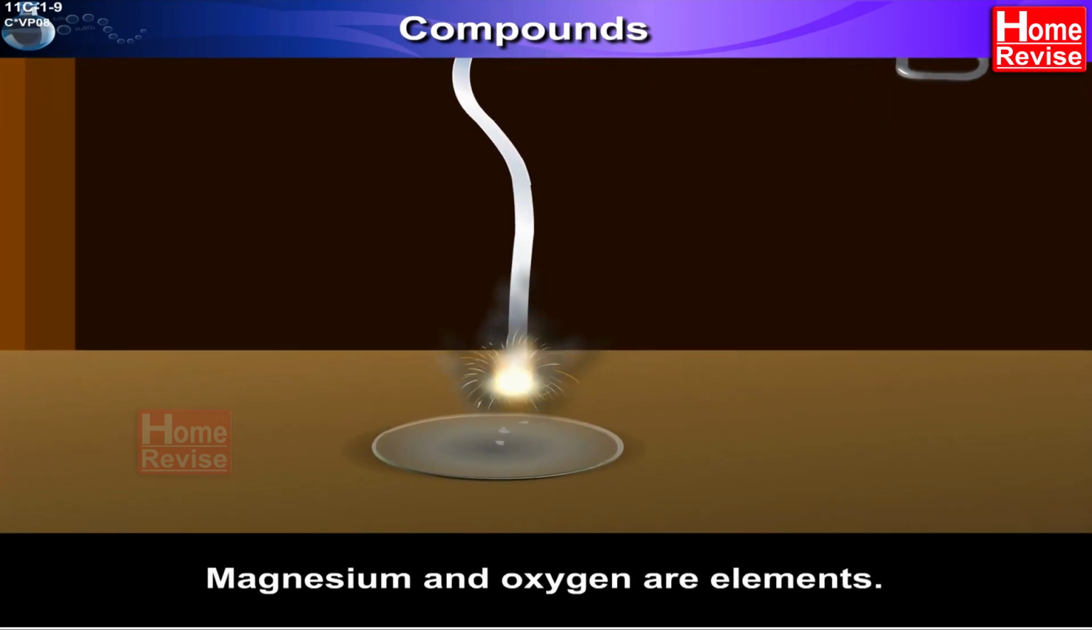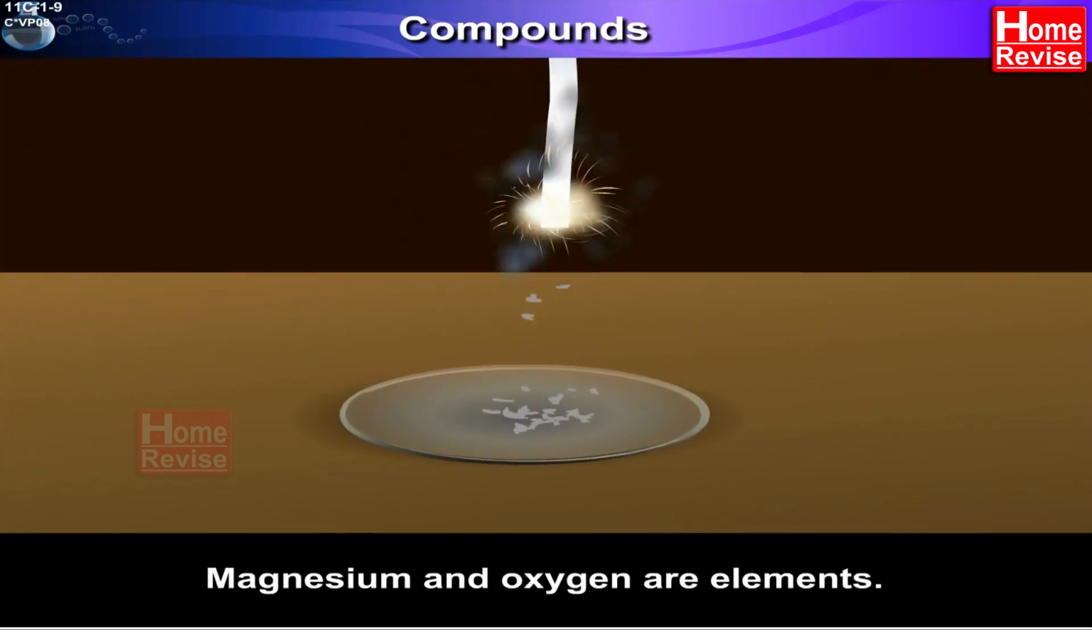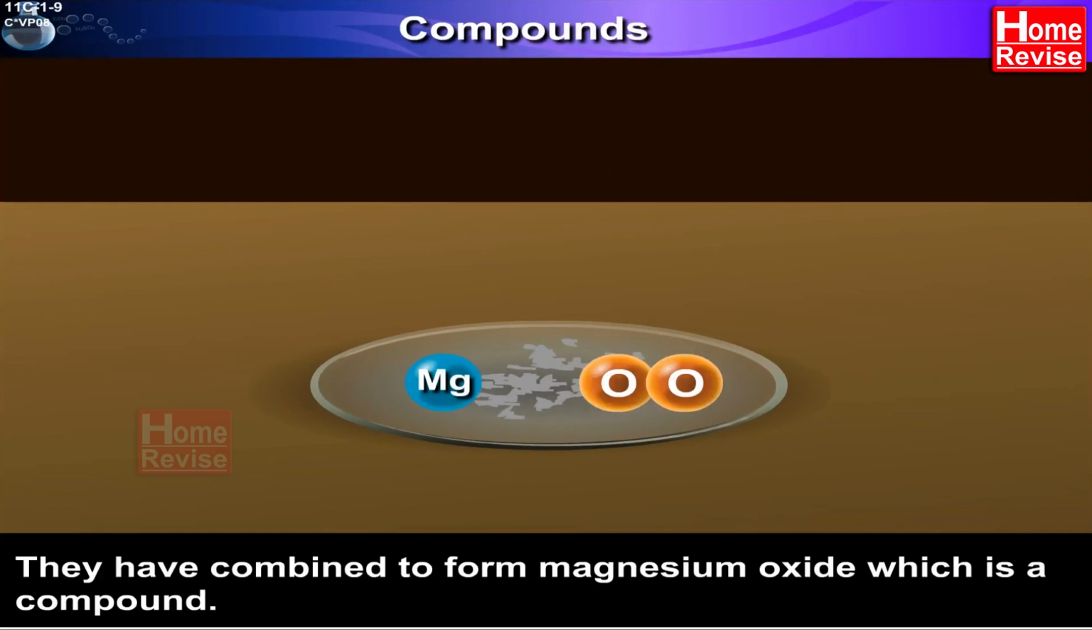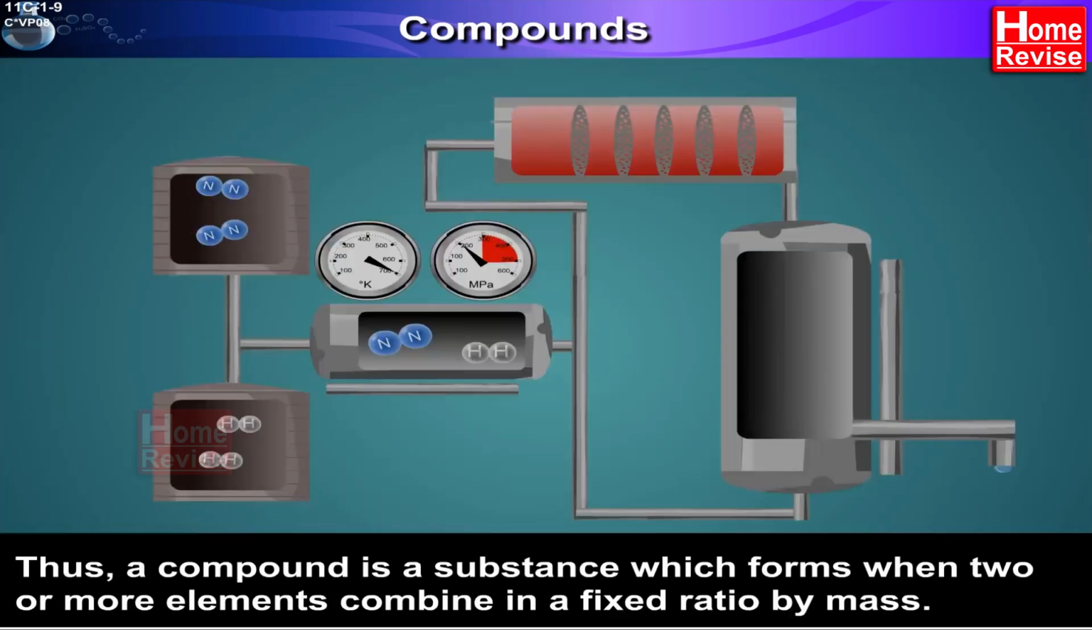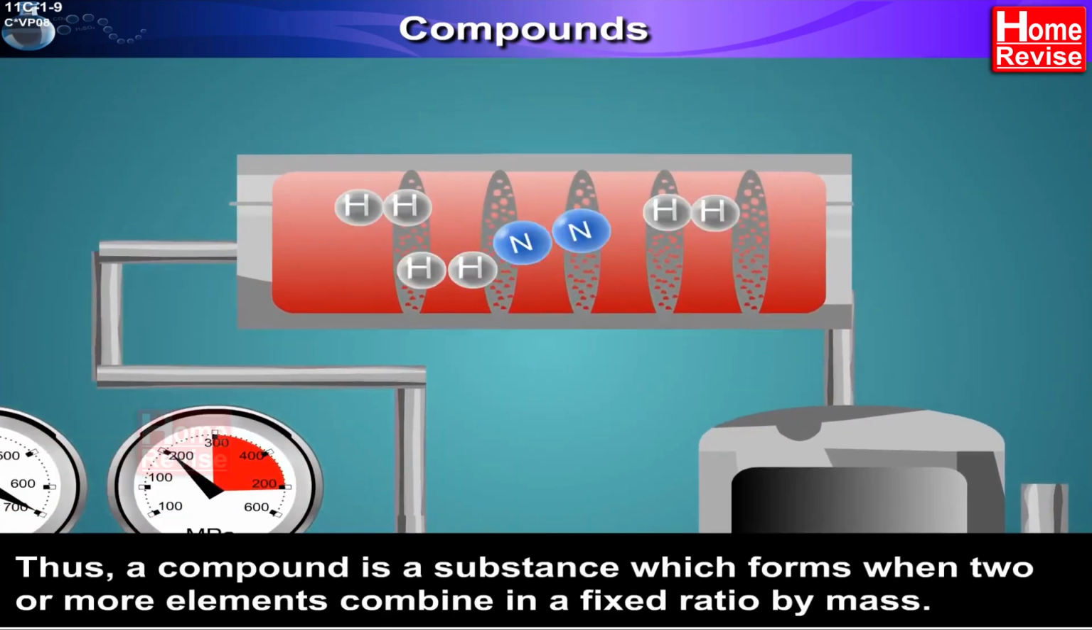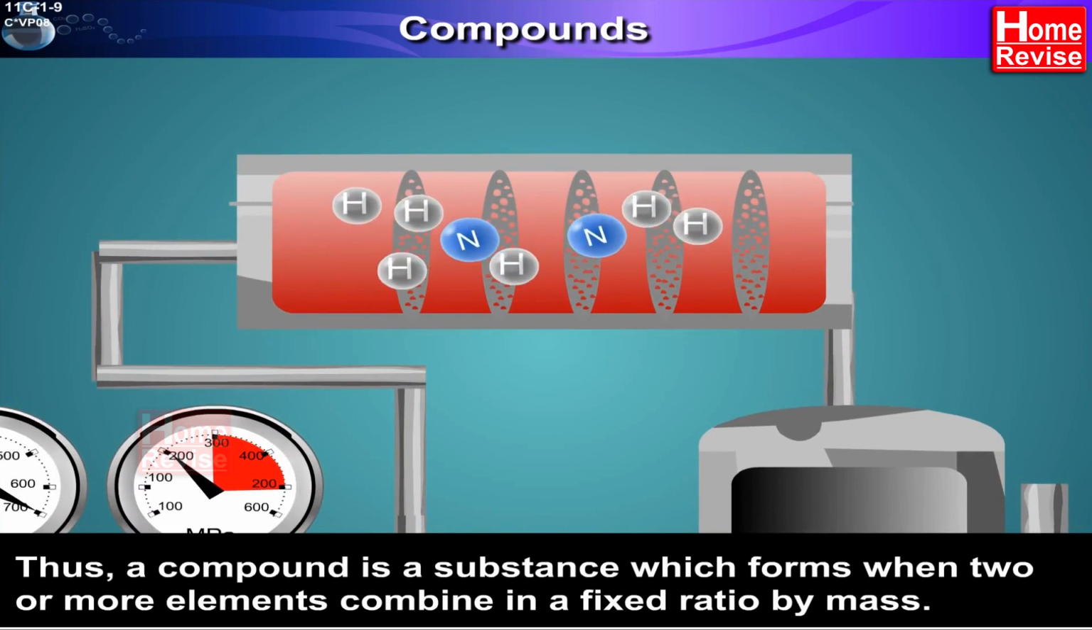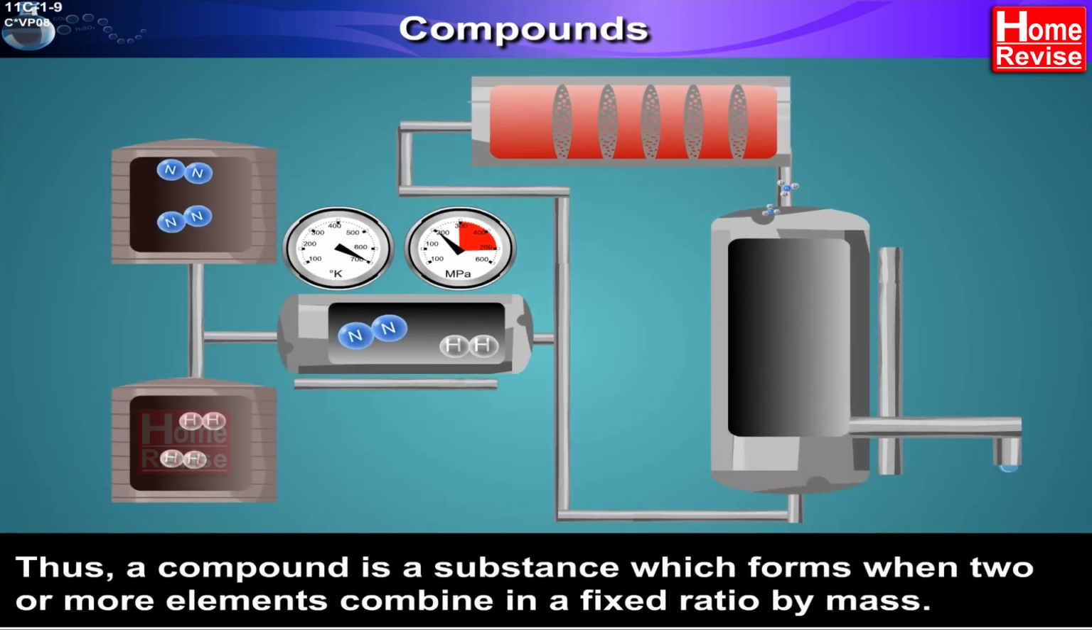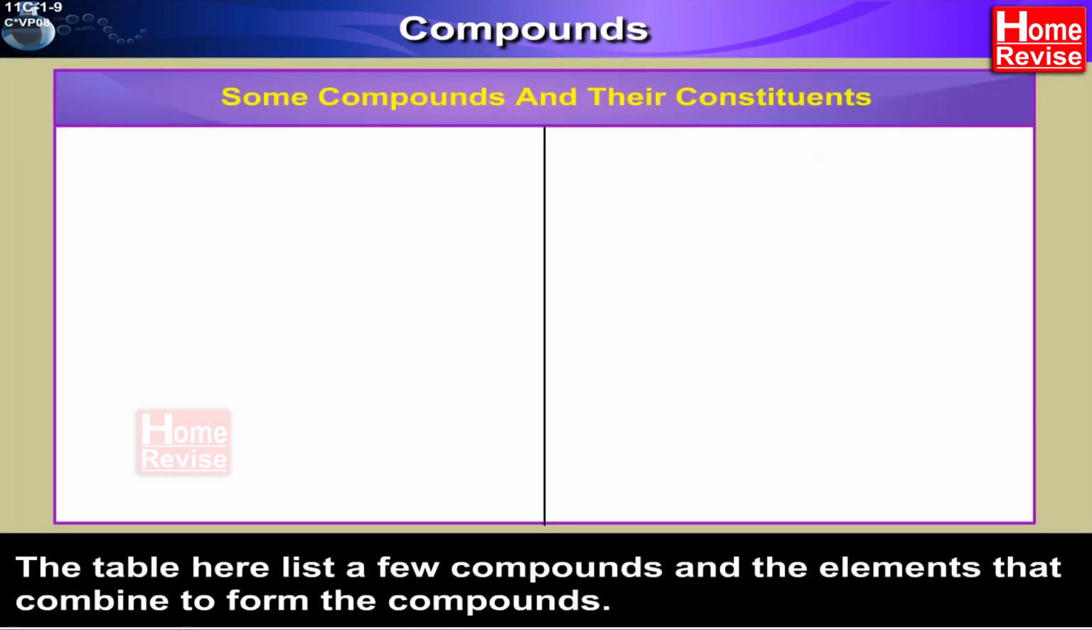Now, magnesium and oxygen are elements. They have combined to form magnesium oxide, which is a compound. Thus, a compound is a substance which forms when two or more elements combine in a fixed ratio by mass. The table here lists a few compounds and the elements that combine to form the compounds. Some compounds and their constituents.